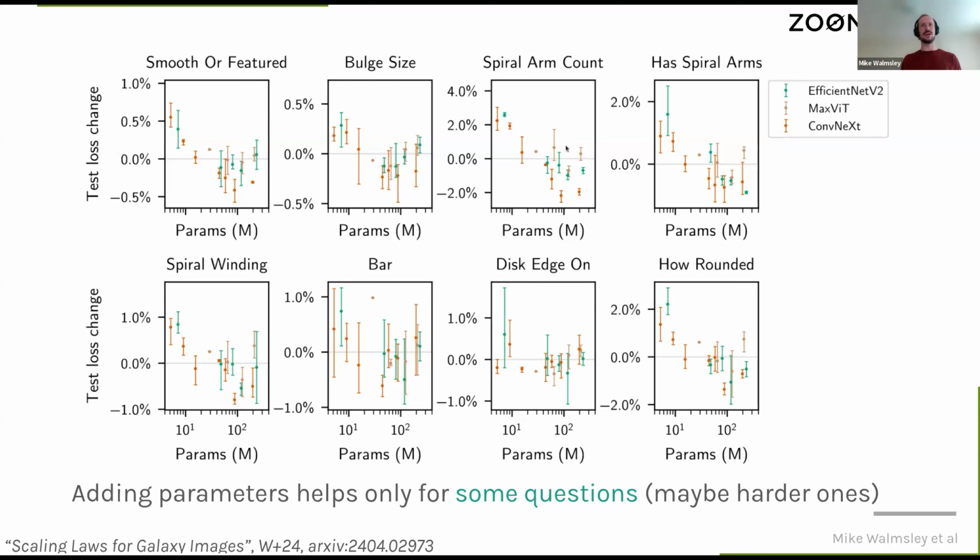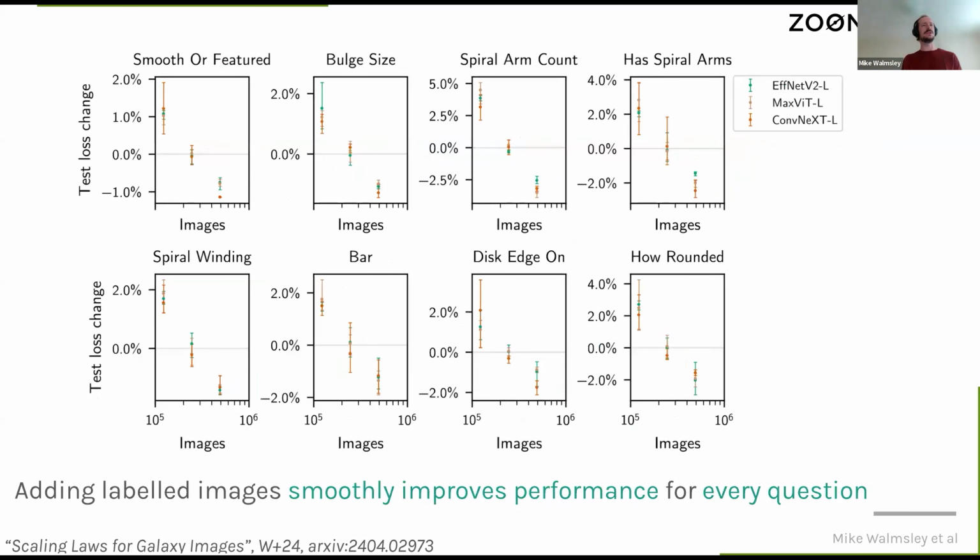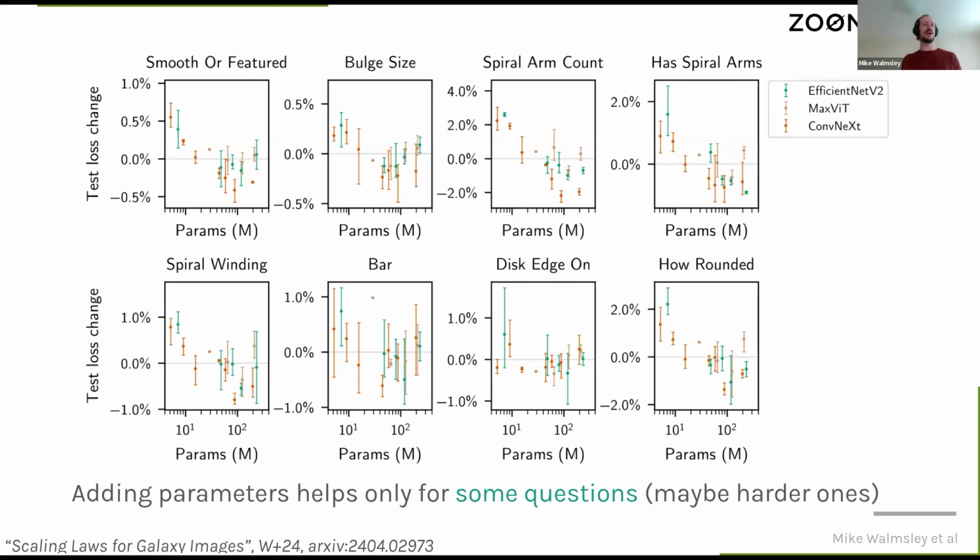But for some of them, like counting the spiral arms, it's actually visually quite hard, and it perhaps makes sense that larger models could start to capture those details better. But the headline point: adding labeled images consistently gives us an improvement across every question, while adding parameters helps only across some questions.